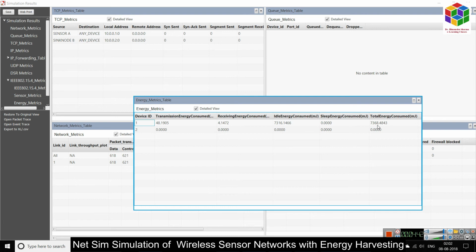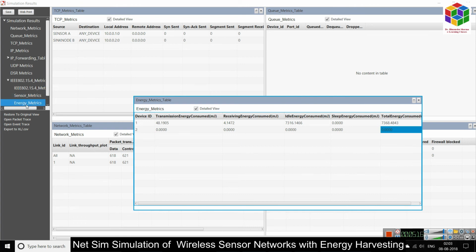So with energy harvesting, the total energy consumed is 7368 millijoule. Transmission energy is 48 millijoule. Receiving energy consumed is 4.14 millijoule. Idle energy consumed is 7316 millijoule. Sleep energy is 0. For the other node, the gateway node, energy consumption is not given because energy consumption is not of more concern because it is main supply powered.